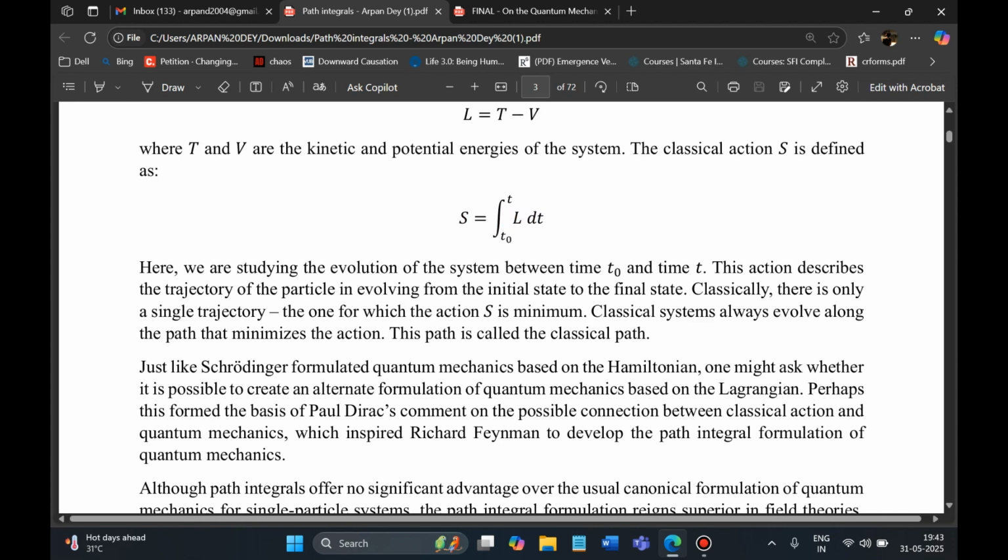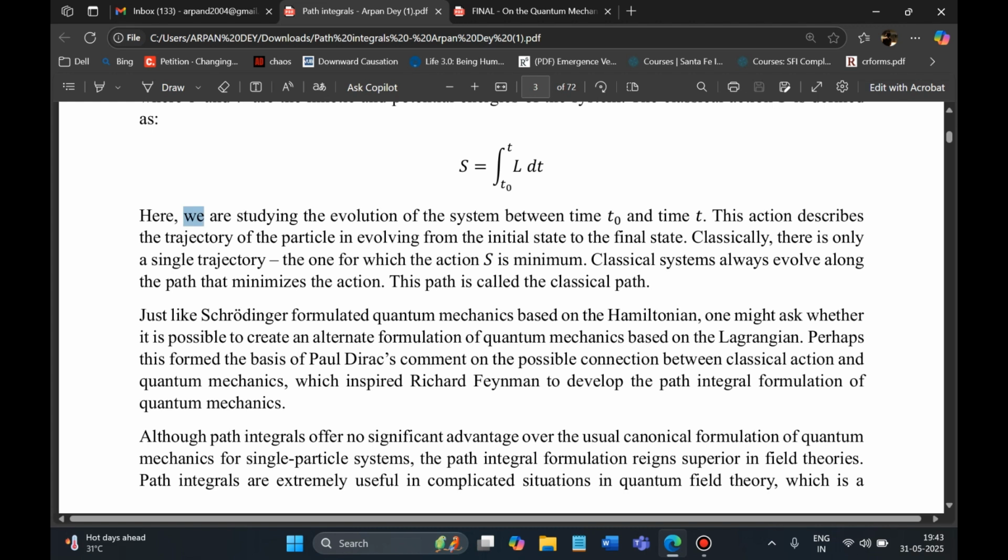Suppose we are studying the evolution of the system between time t naught to t. So we take the time integral with the limits t naught and t. This action basically describes the trajectory of the particle in evolving from the initial state to the final state. Now in classical physics, the particle will always follow the path with the least action, when the action is minimum. We can assign a single trajectory to the particle, and this path is called the classical path.